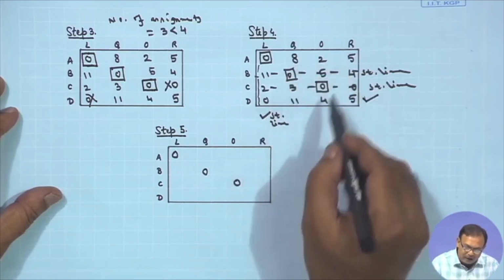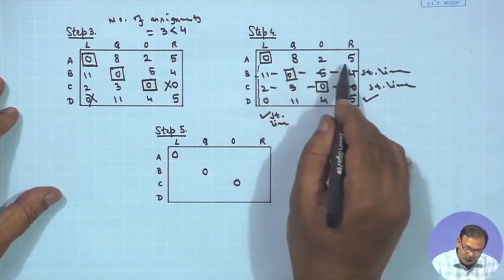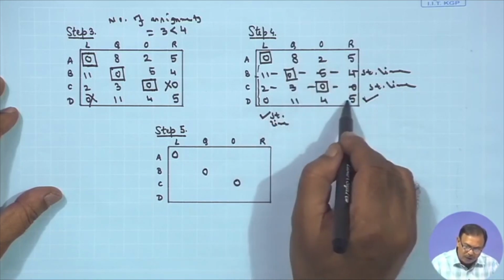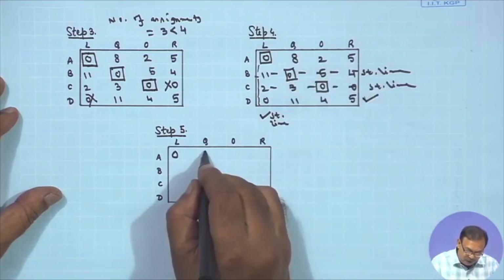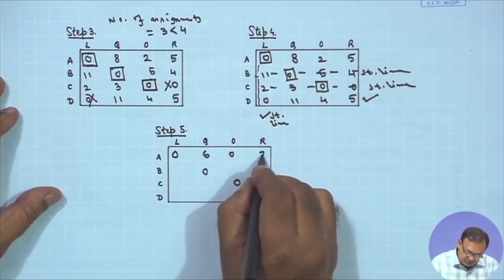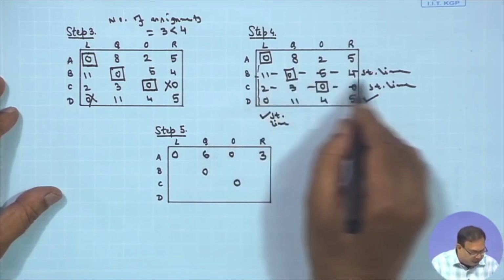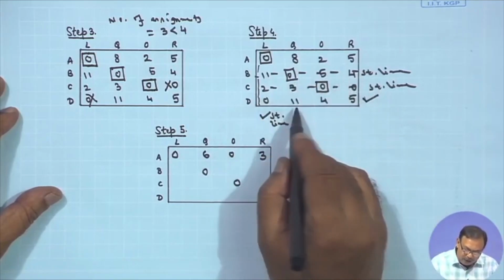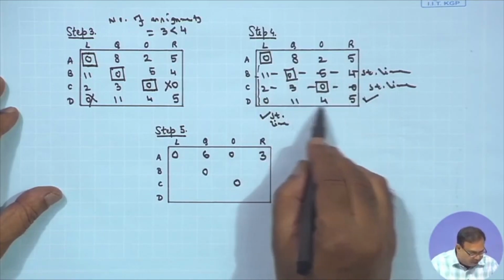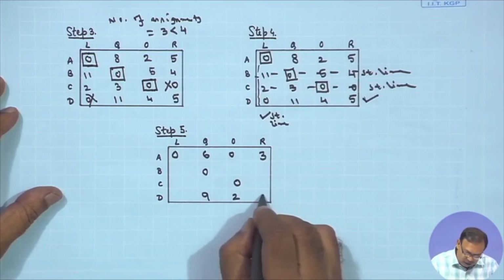You subtract that minimum, that is 2, from the unoccupied cells, you subtract 2 from these elements. So, the first row will be 6, 0 and 3. For this case it is remaining. For this one I am coming to this, let me write down 11, 4, 5. So, it will become 9, 2 and 3.